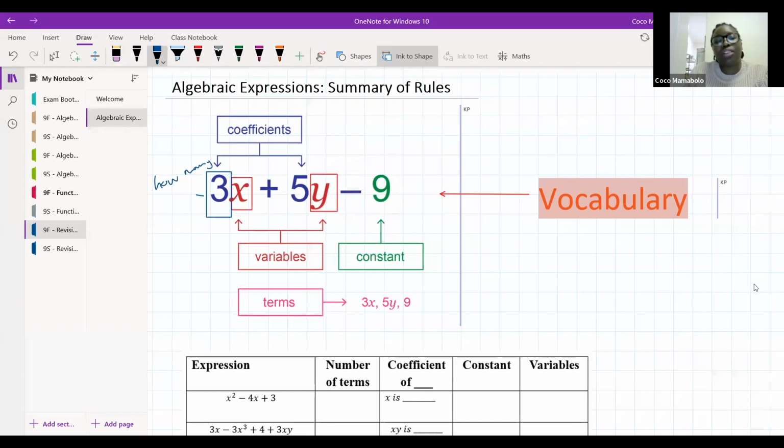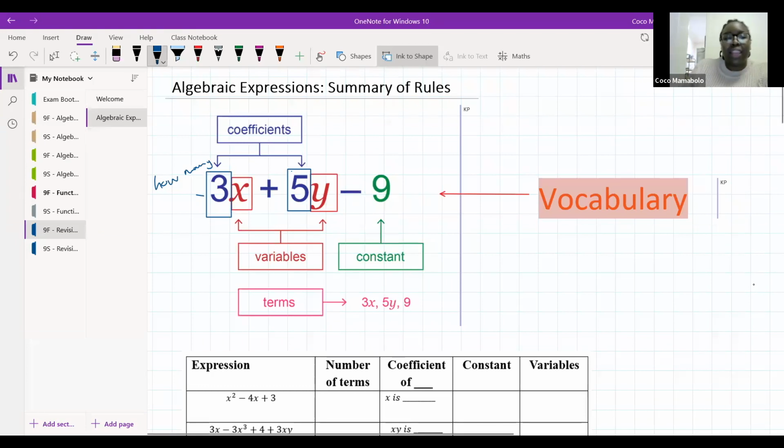So when I ask you, how many X's do I have? You're going to say, you have 3 X's, ma'am. And that's how a coefficient works. Now, if I asked you, how many Y's do I have? You're going to say, you have 5 Y's, ma'am. And that's basically how the idea of a coefficient works, but we're going to get to that.